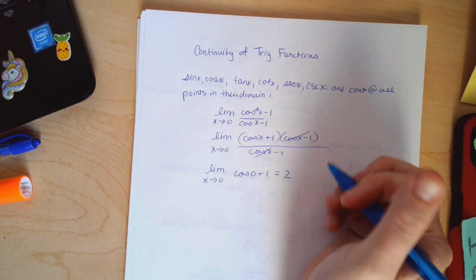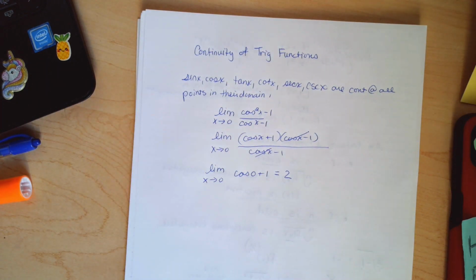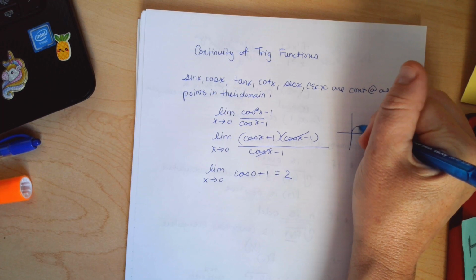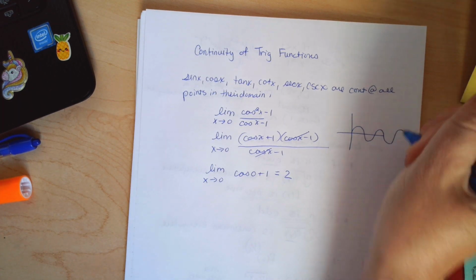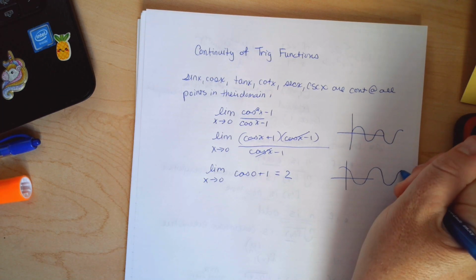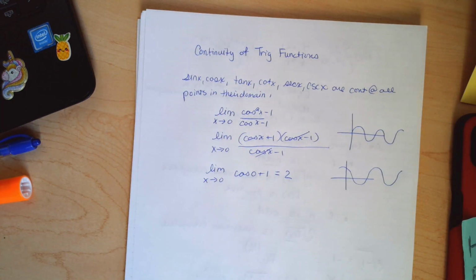We really don't have to worry too much about continuity of most trig functions, because if we look at our friendly sine and our friendly cosine, there's no problems there. Okay, so that's a quick continuity of trig functions problem.